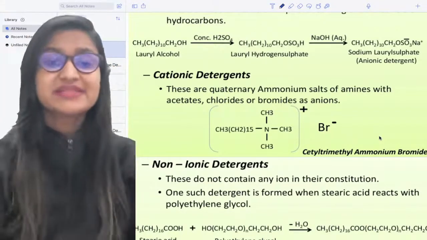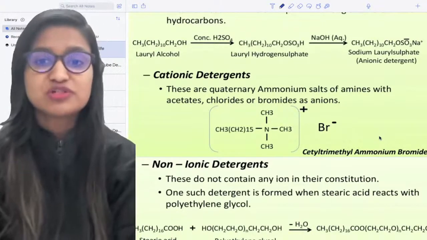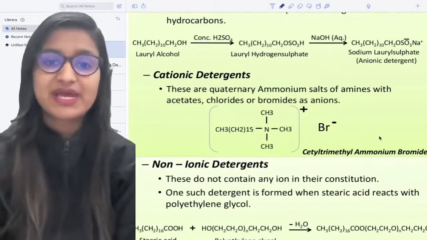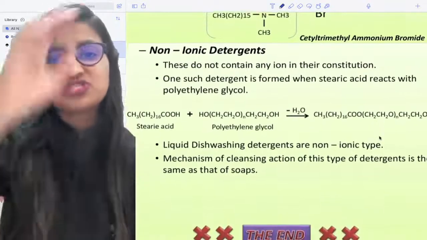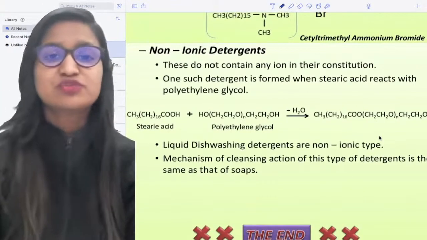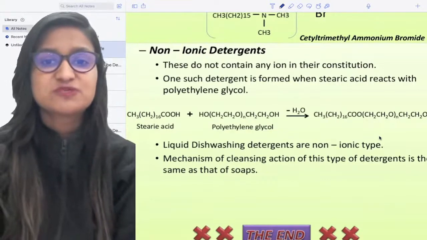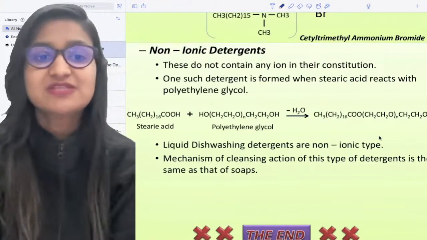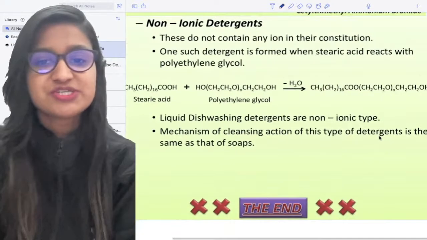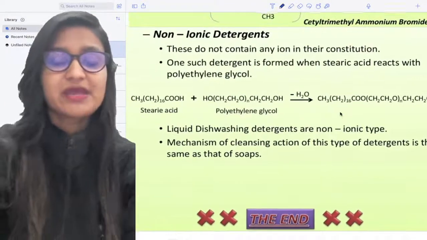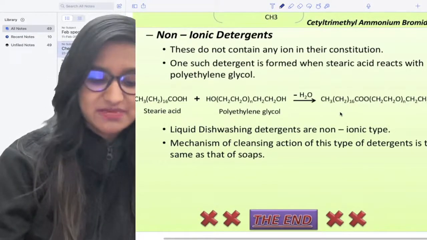So what are cationic detergents? Cationic detergents are simply the quaternary ammonium salts of amines with acetates, chlorides or bromides as anions. Now non-ionic detergents, which contain no ion, right? They do not contain any ion in their constitution. One such detergent is formed when stearic acid reacts with polyethylene glycol. Liquid dishwashing detergents are non-ionic type, and the mechanism of cleansing action of this type of detergent is the same as that of soaps.